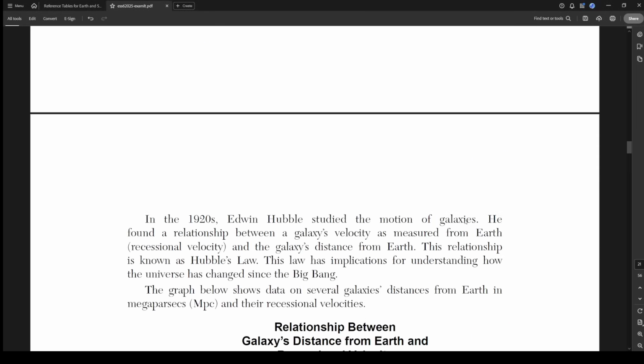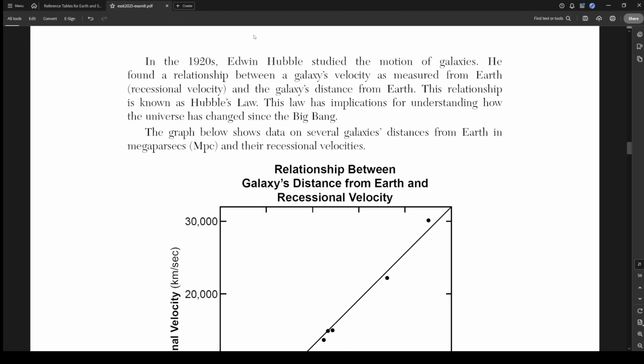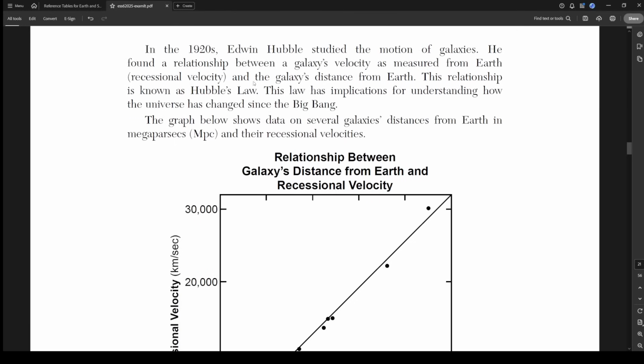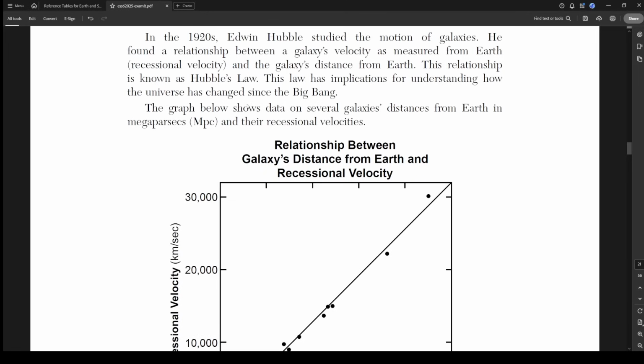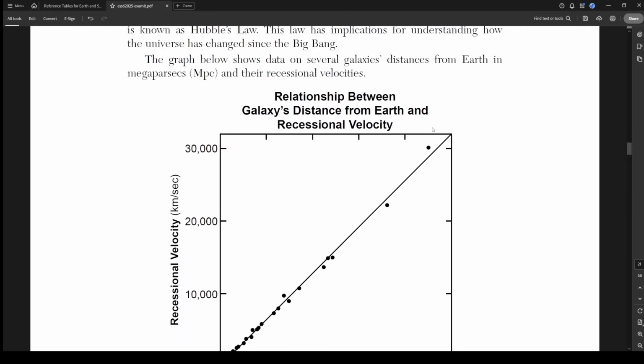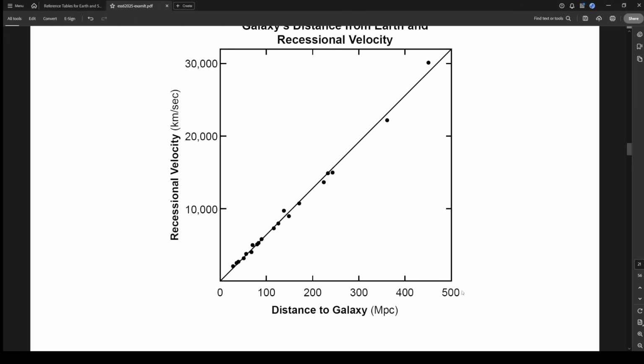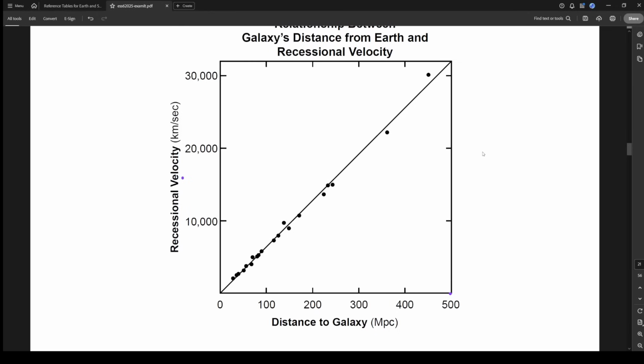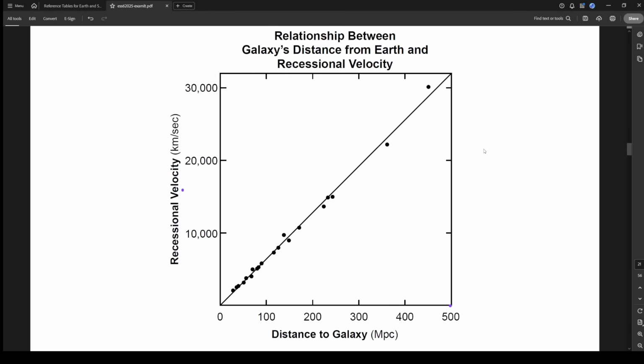Okay, going on. In the 1920s, Edwin Hubble studied the motion of galaxies. He found a relationship between a galaxy's velocity as measured from the Earth and the galaxy's distance, known as Hubble's law. The graph below shows several galaxies' distances from the Earth and their recessional velocities. So pretty much the further the galaxy is, the faster it's moving. This is part of the reason why we know the Big Bang happened, right?